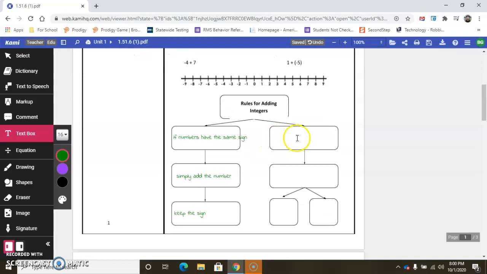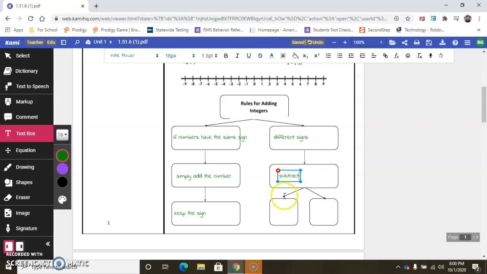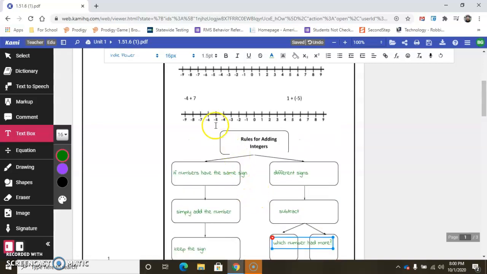Therefore, if you have the opposite, if you have different signs, you must subtract those numbers. Now, what do you do to keep the sign? How do you know what sign you keep? Well, that comes from which number had more. So I want you to think, were there more positives or more negatives?